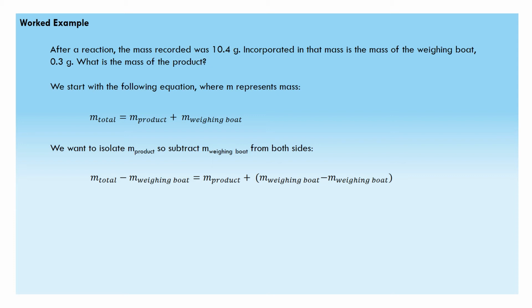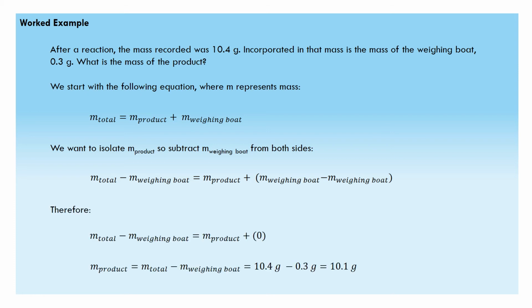So m product plus the mass of the weighing boat minus the mass of the weighing boat. Well, we know that the mass of the weighing boat minus the mass of the weighing boat will be equal to 0. So what we've done there is isolate the mass of our product by subtracting the mass of the weighing boat from both sides, and we get the answer, of course, of 10.1 grams. Now that's a super simple example, but it demonstrates the idea of performing something on one side of the equation, doing exactly the same to the other side in order to rearrange and manipulate an equation to isolate the value that we want to calculate.